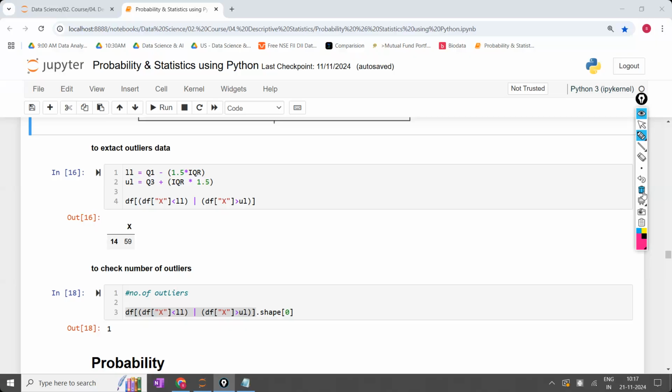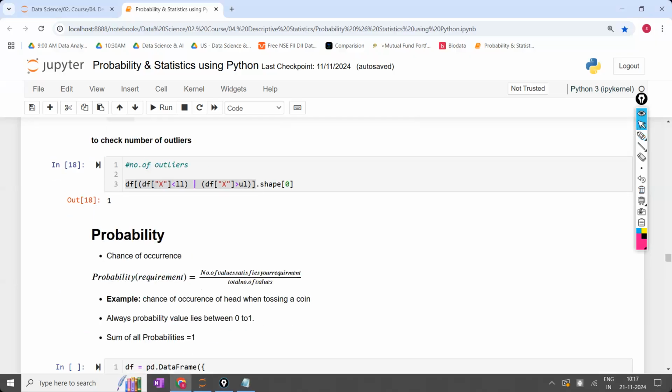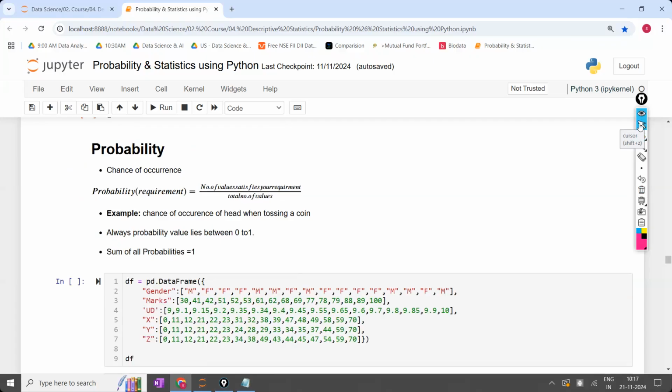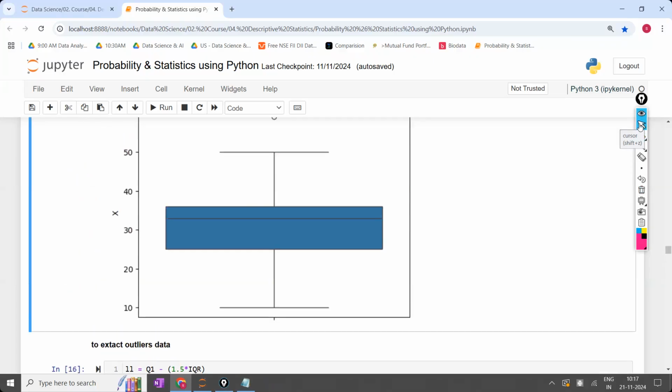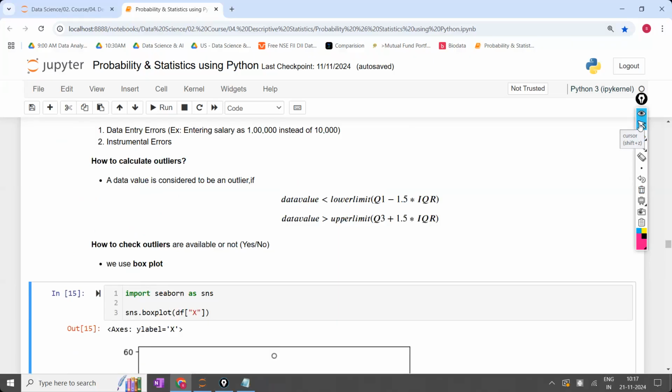Okay. Now, coming to the next one, called probability. Now, before moving to probability, earlier one of the students asked the question, why do we have to consider 1.5 into IQR only? Let us complete that question first.